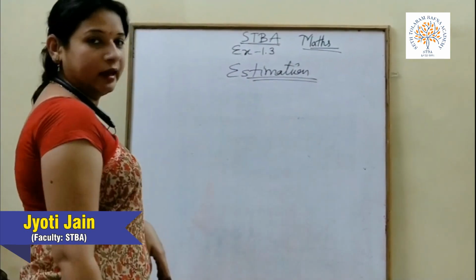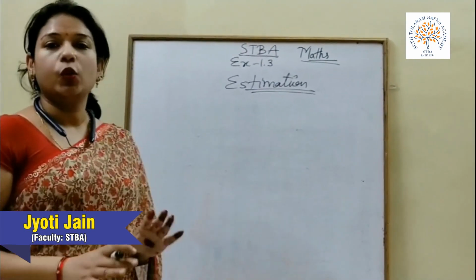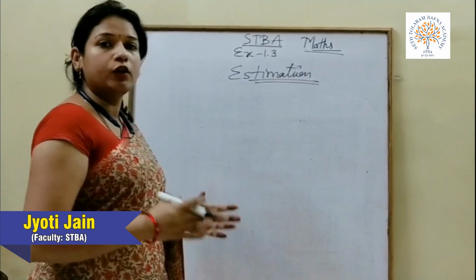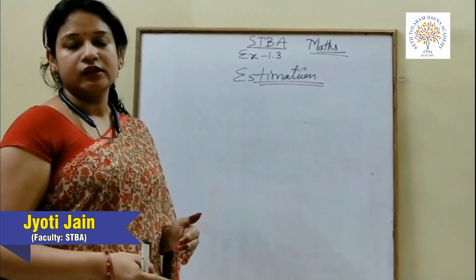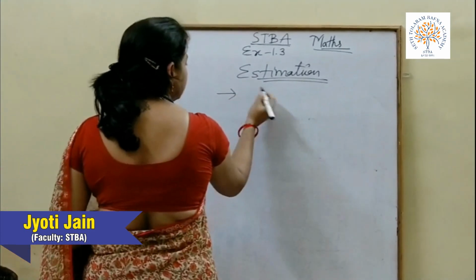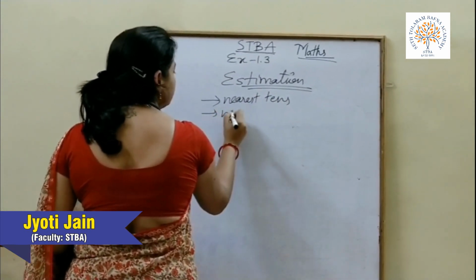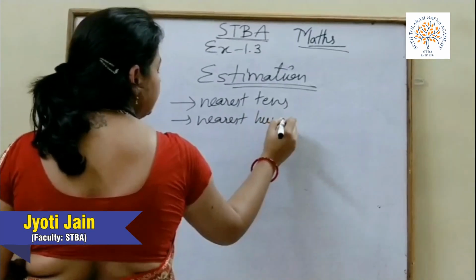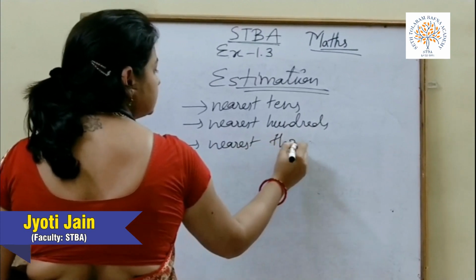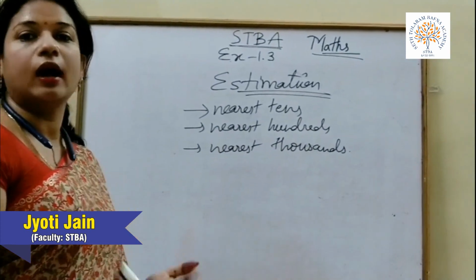Exercise 1.3, estimation. Children, when we need to do large calculation and there is no necessity to give the exact value of a number, that time we do estimation. We round off the given number to the nearest tens, or the nearest hundred, or the nearest thousand. So there are 3 points. First one is nearest tens, or nearest hundred, and nearest thousand. Basically, that depends on our convenience.